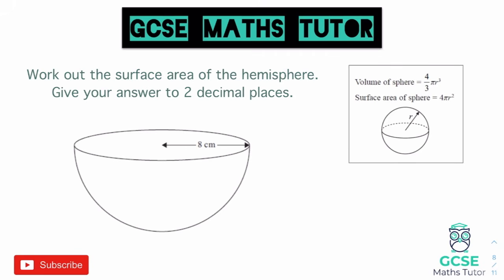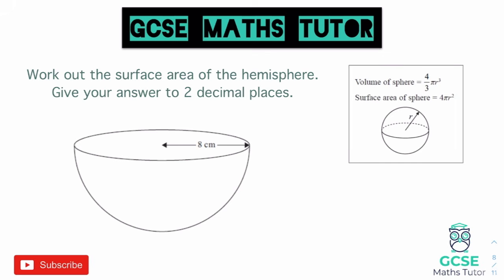Okay, so this says work out the surface area of the hemisphere and give your answer to 2 decimal places. Now, if we're going to work out the surface area of the hemisphere, bearing in mind if this was volume of a hemisphere, it would be nice and simple. You would just work out the volume and then you would just divide your answer by 2.